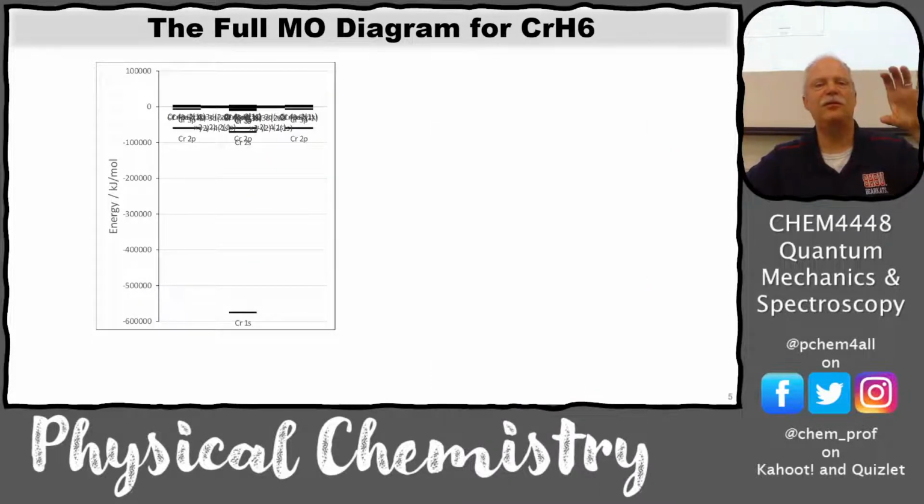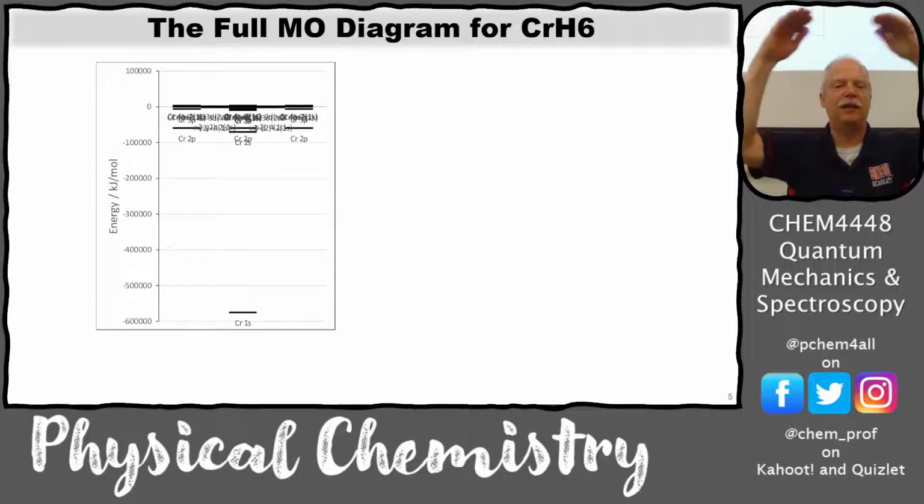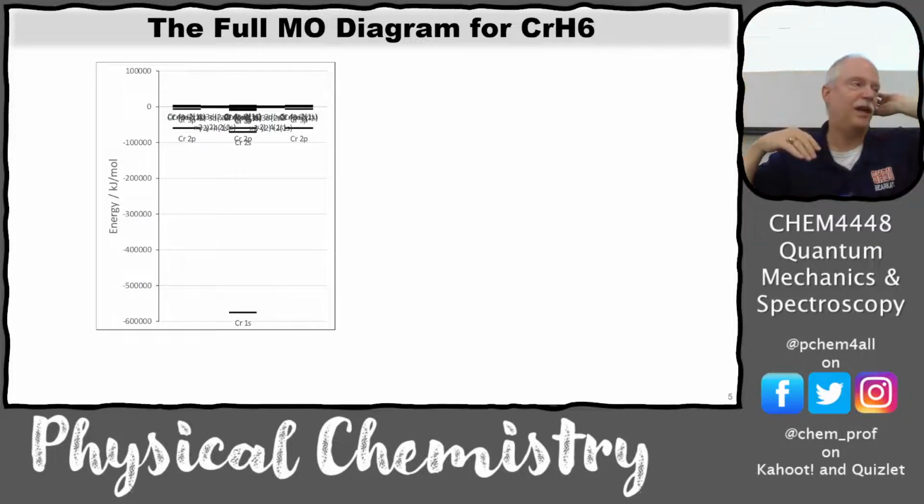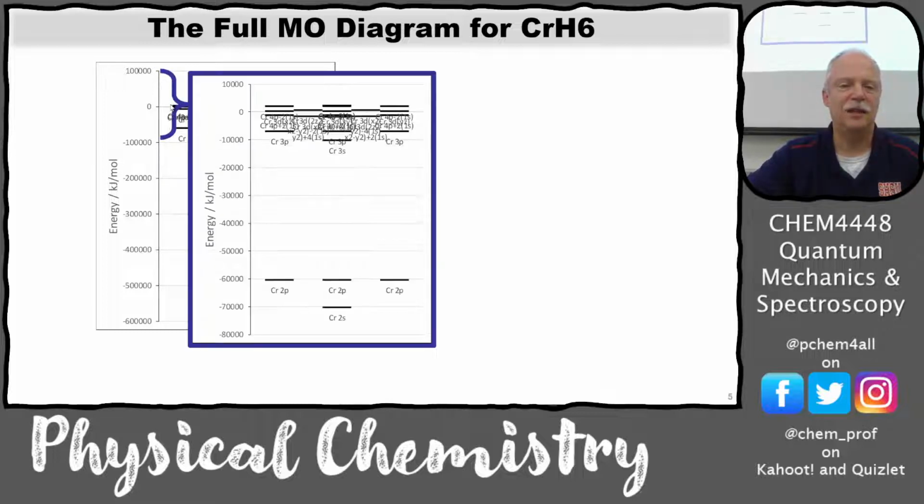So here's the full MO diagram with the energy levels put to scale, okay? And so we're looking down here, what do we see? Down at negative 578,000 kilojoules per mole, we have the chromium 1s, okay? And so that's all we would see. Let's zoom in on this part. Let's go into plus or minus 100,000, and this is what we see. So now we're able to see the N equals 2 shell, the chromium 2s and 2p's.